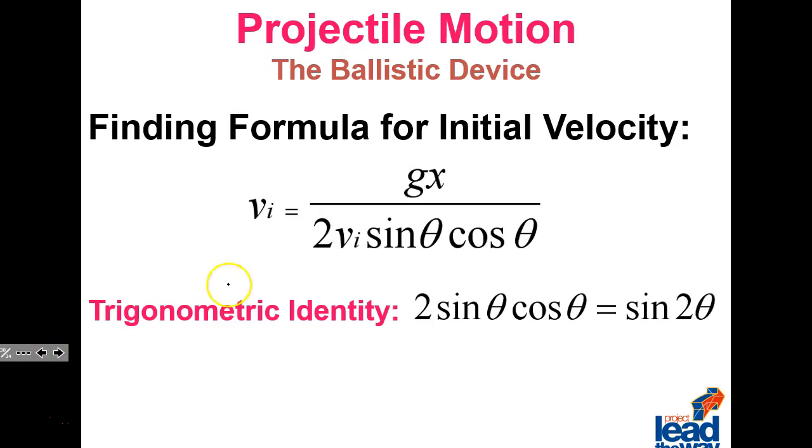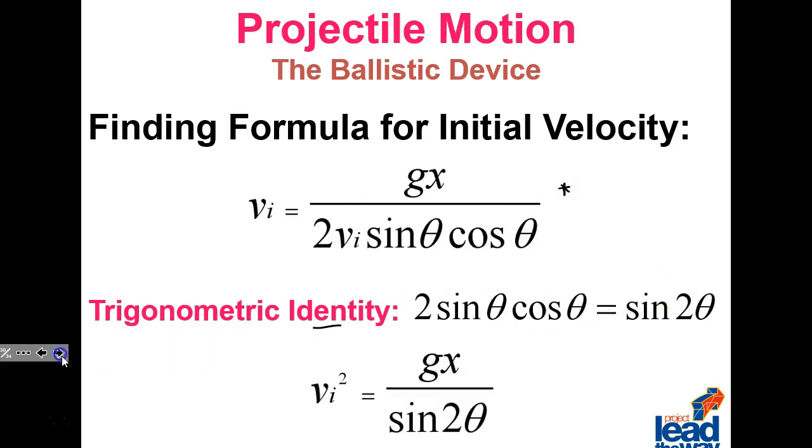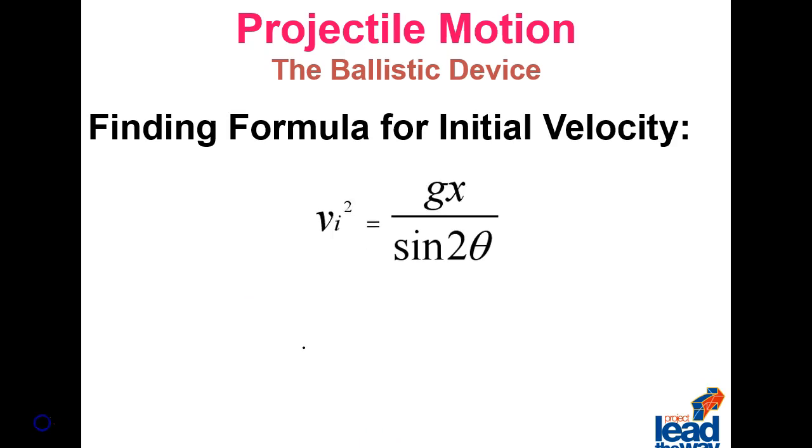And we can simplify a little bit further with the double angle formula, where 2 times sine theta times cosine theta equals sine of 2 theta. If you're doing pre-calc, you've done trigonometric identities, so we're going to make use of that. The equation right here would actually work as it is. There's nothing wrong with it. This is just going to simplify it a little bit. And we say that vi squared is equal to g times x over sine 2 theta.